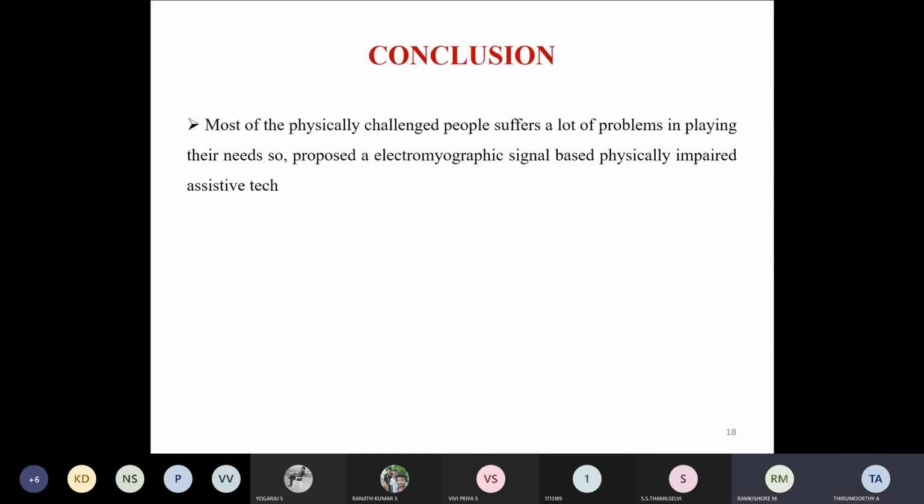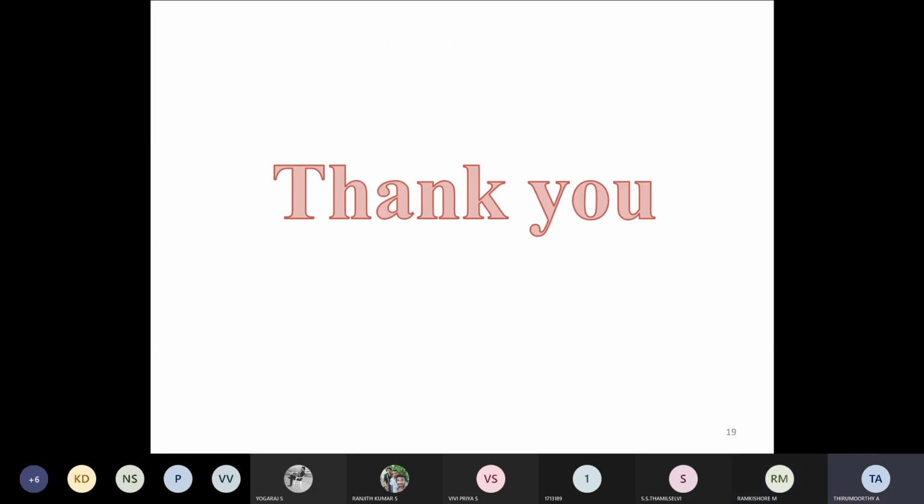Conclusion. Most physically challenged people suffer a lot of problems in playing. To meet their needs, we proposed an electromyography signal based assistive technology for the physically impaired, and handicapped people can also use it to control the game. Thank you, ma'am.